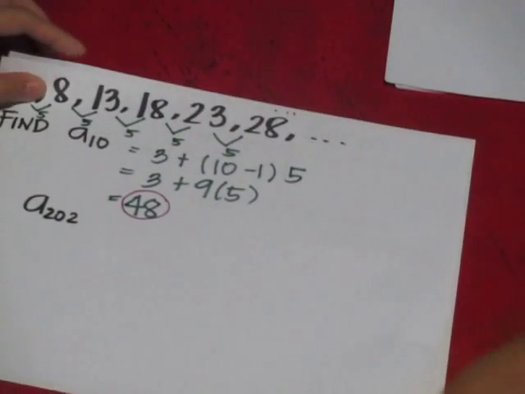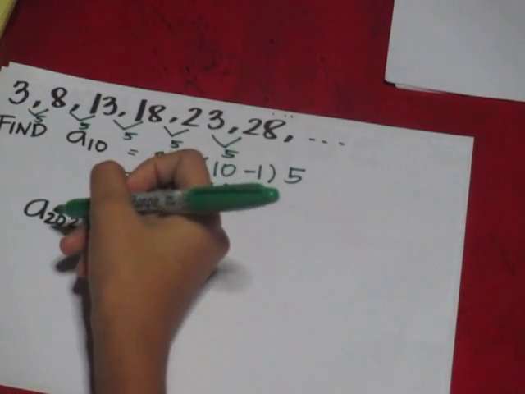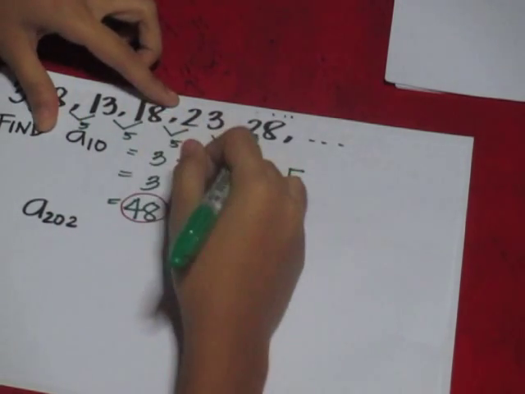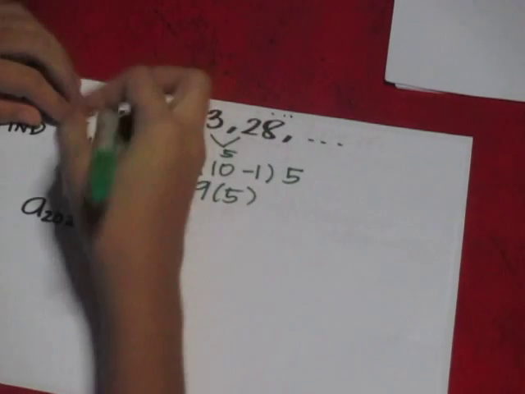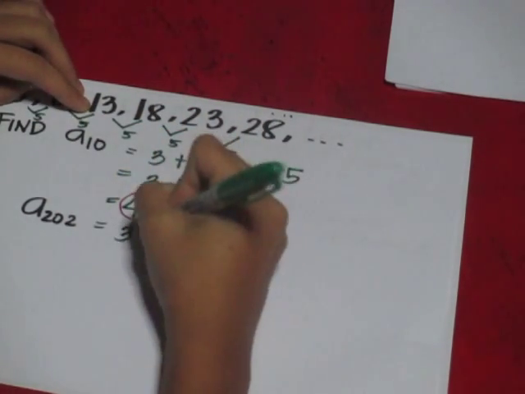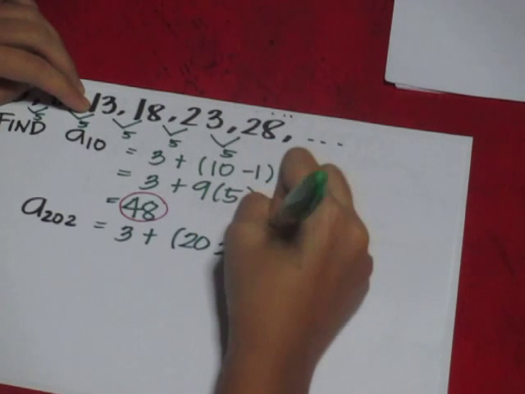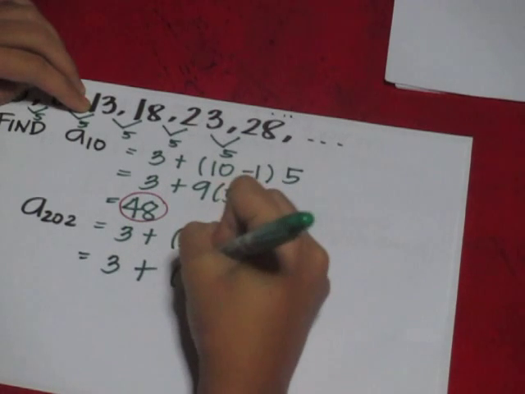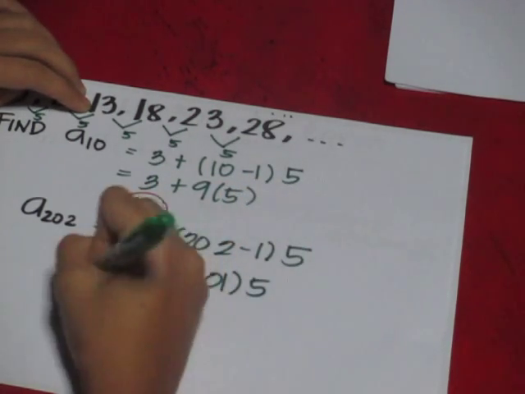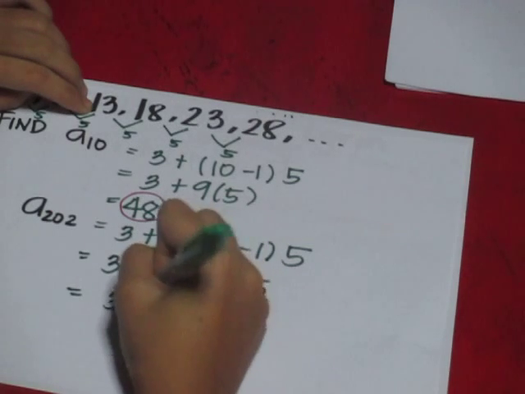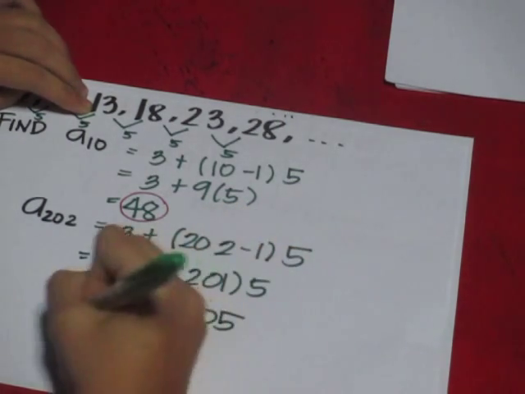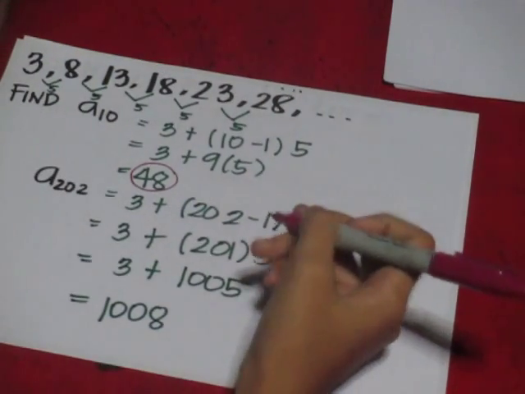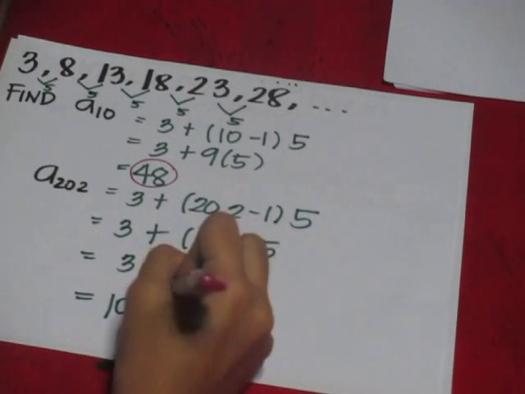For our next example, we have a sub 202. We're going to find the 202nd term of the sequence. The same process goes on. We need to substitute the first term plus the number of terms minus 1 times the common difference. Then we're going to solve this. And so our 202nd term of this arithmetic sequence is 1008.